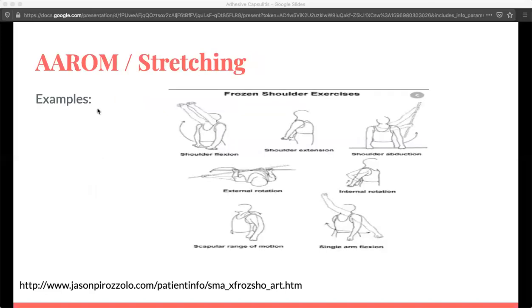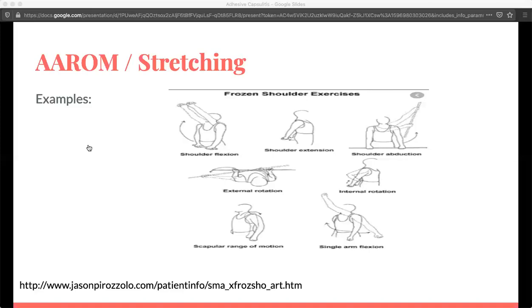Okay, let's talk a little bit about active assisted range of motion exercises. So you see each of these diagrams over here. Any active assisted range of motion exercise can also become a stretching exercise if you just hold that end range position for a little while, right? So these are the standard exercises. If you Google frozen shoulder exercises, you'll see a lot of pictures like this coming up. So I'm sure you're all familiar with all of this. Nothing new to see here really.